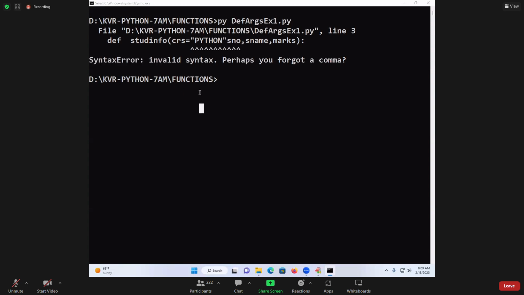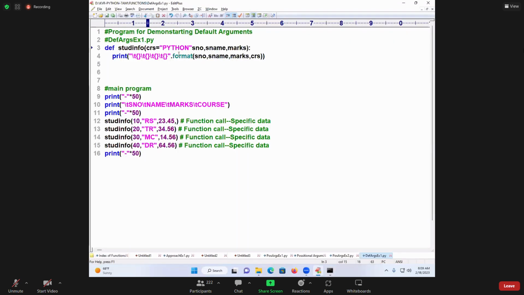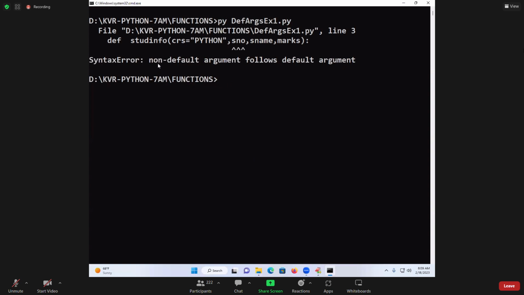So I need to give a comma there. So I will give a comma there. Now see the error. Come on, read it out. Non-default argument follows default argument. Non-default argument means what? Positional. What is that called? Syntax error. So I should not write this first.